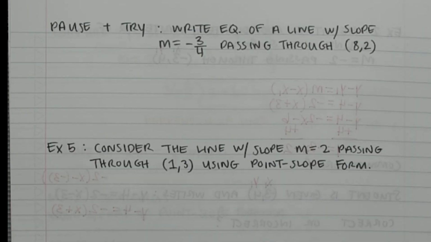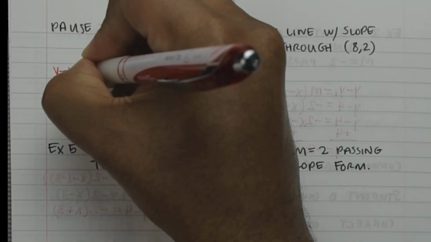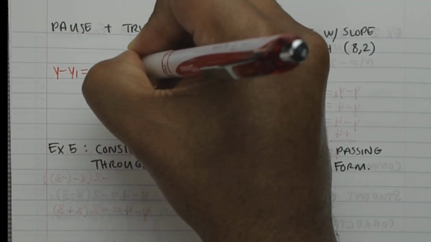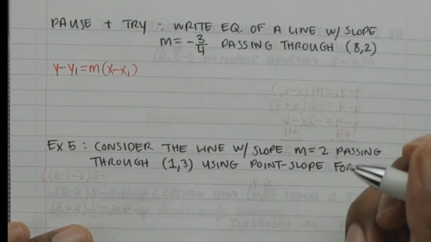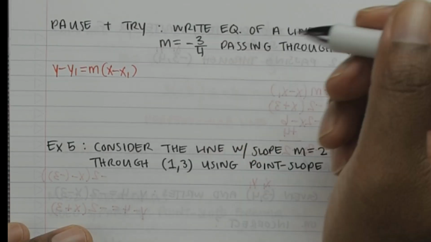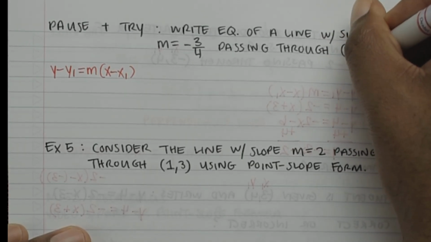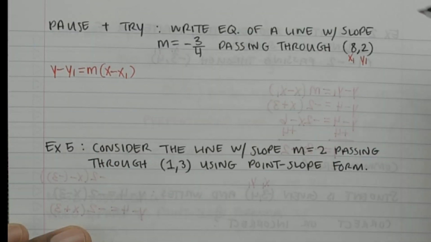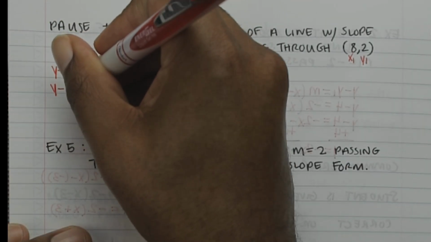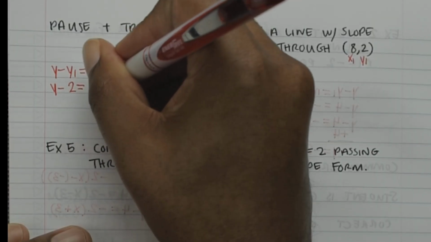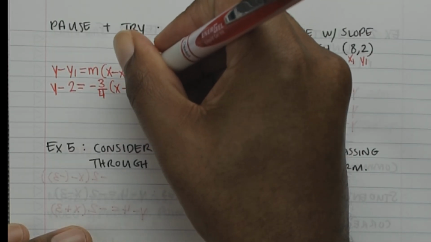So the first thing I want to do is start with y minus y1 equals m parentheses x minus x1. I'm going to substitute the information that I know about this problem, which is m is negative 3/4. And then we also have x1, y1. So y minus 2 equals -3/4 parentheses x minus 8.